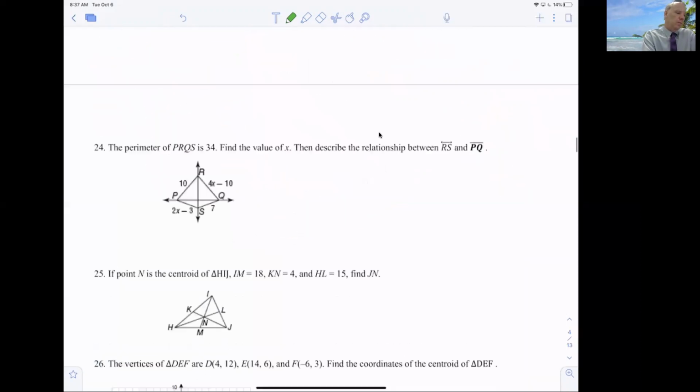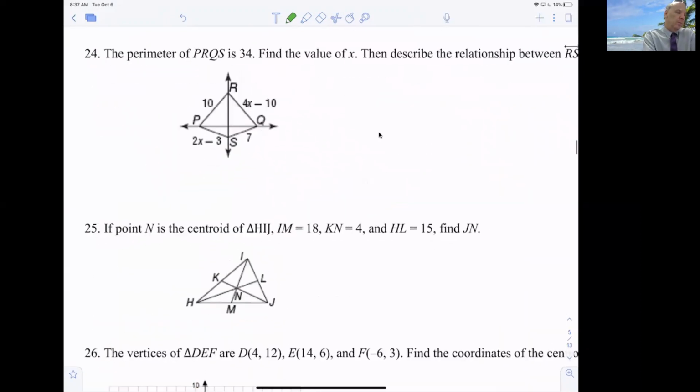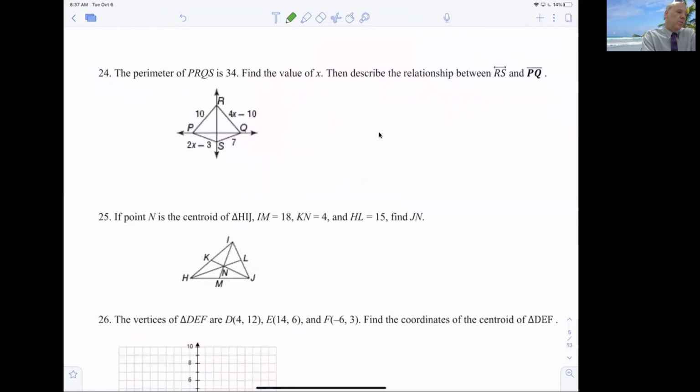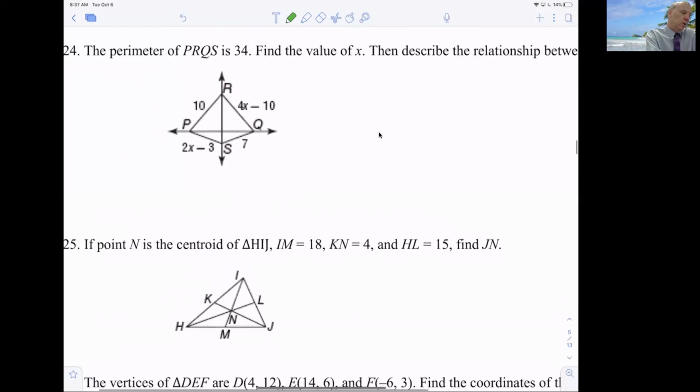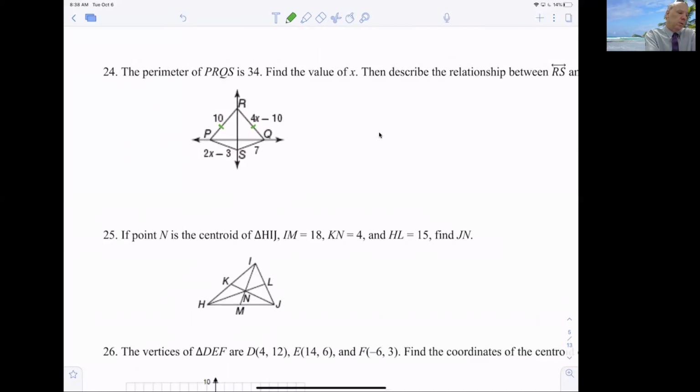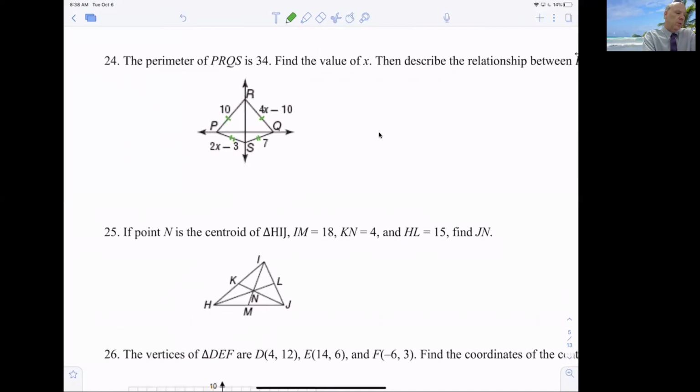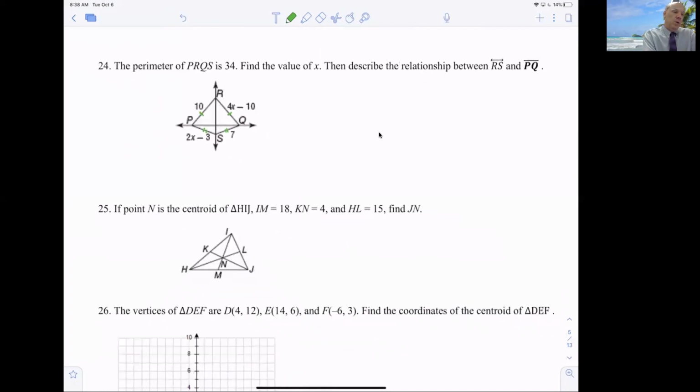All right. We got to go. Here we go. So the perimeter of PRQS is 34. Find the value of X, then describe the relationship between RS and PQ. Yeah. This one, they should have marked. We're gonna have to throw this one out because they didn't mark the figure right. That's equal. All right. And this is equal, I think is what they should have said. All right, they made a mistake. No, actually, this is the book itself. I got this right out of the book. I didn't make this one up.